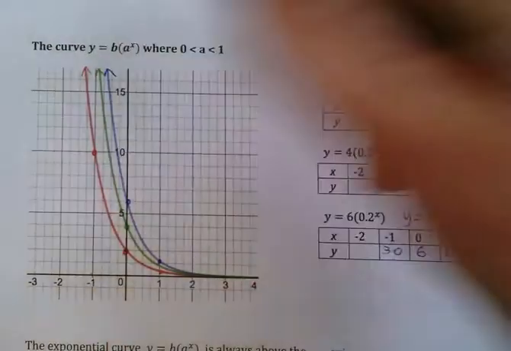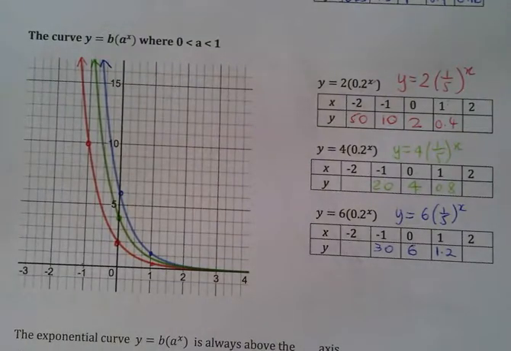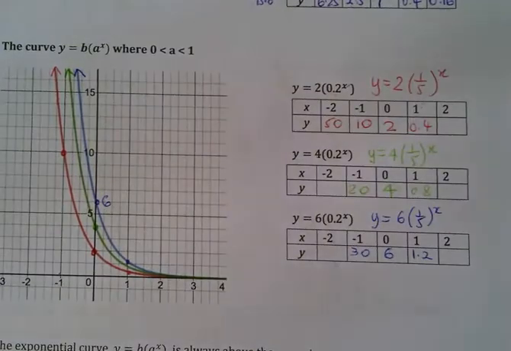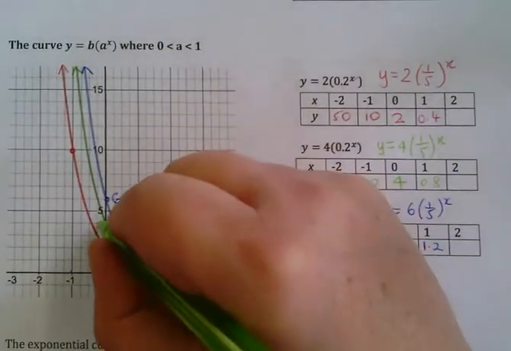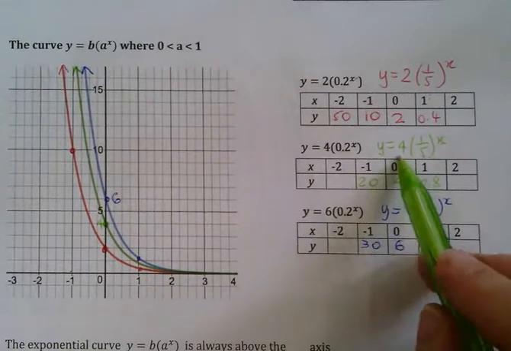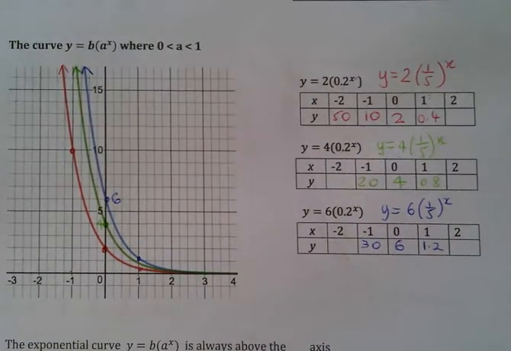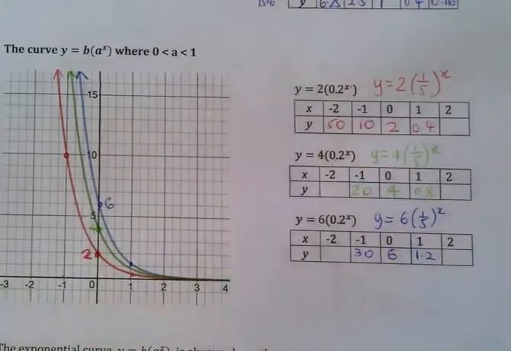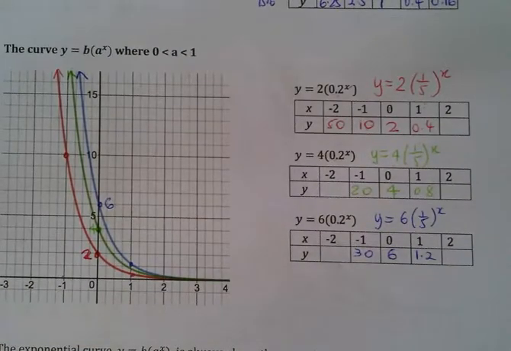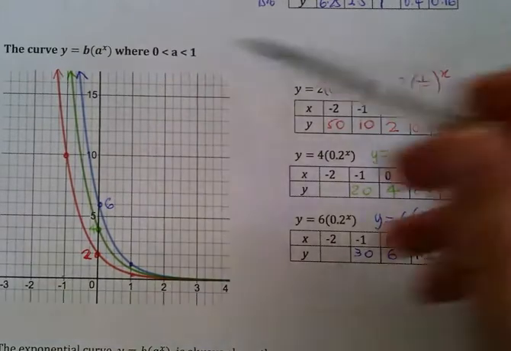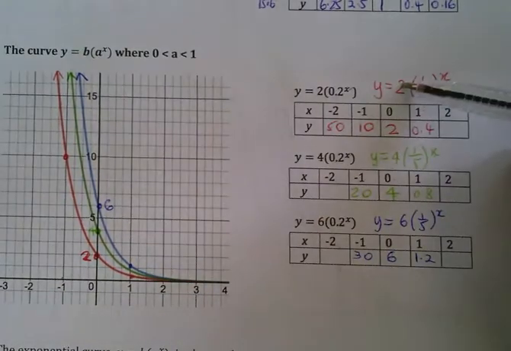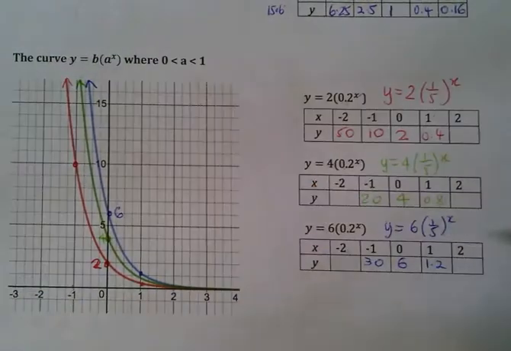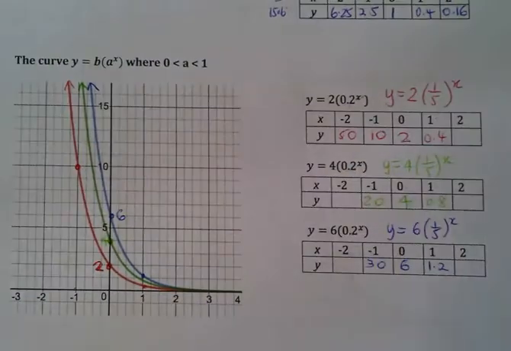So, of course, I can't sketch that there. But what do you notice? The blue one passes through 6. The green one passes through 4. It's the number at the front. And the red one passes through 2. So the two things I need you to take away. The curves pass through whatever the value of b is. The 2 one has a y-intercept of 2. The 4 one has a y-intercept of 4. The 6 one has a y-intercept of 6.